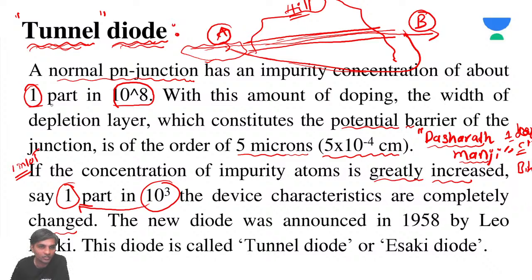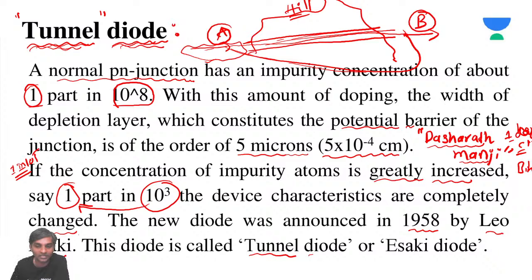For a PN junction, it is 1 part in 10 to the power of 8. For Zener, it is 1 in 10 to the power of 5. But for the tunnel diode, it is 1 in 10 to the power of 3. So now the device characteristics are completely changed. The new diode was announced in 1958 by a scientist called Leo Esaki. So this diode is called a tunnel diode.